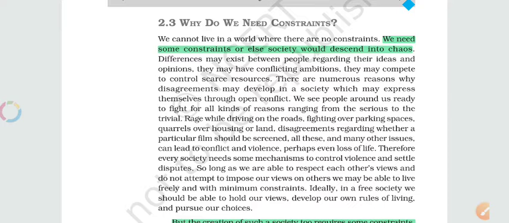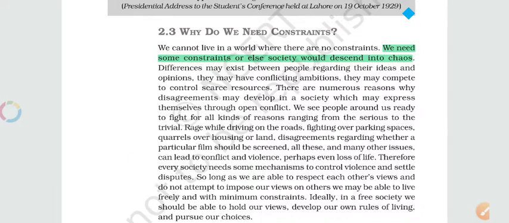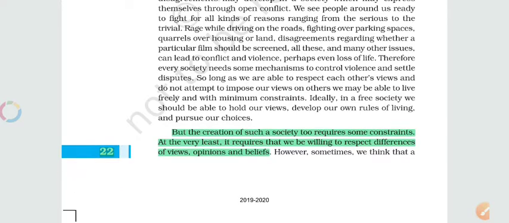descend into chaos. So what if there is no constraint? A person in a society will do whatever he or she is willing to do. So that society will not be ideal. That society will not be good for everyone. Okay, so there is a need of constraint, a need of some kind of obligation, social obligations or social constraint in the society.